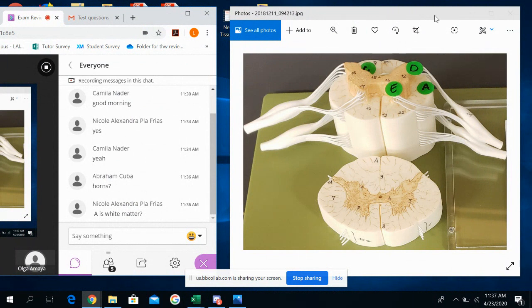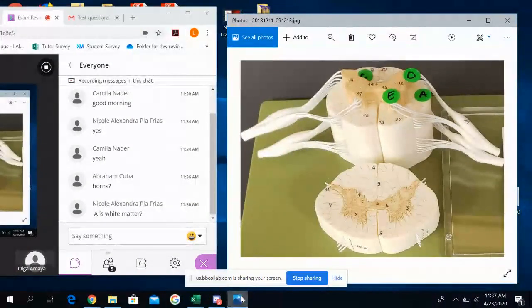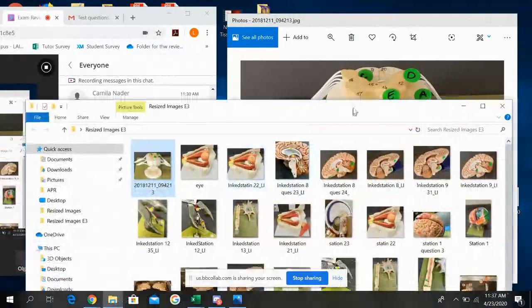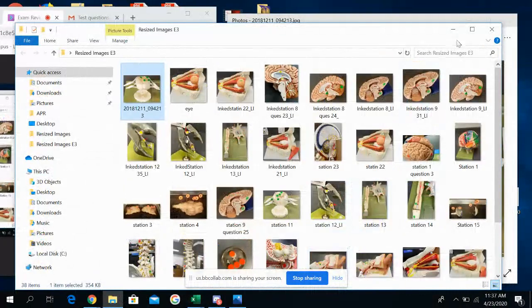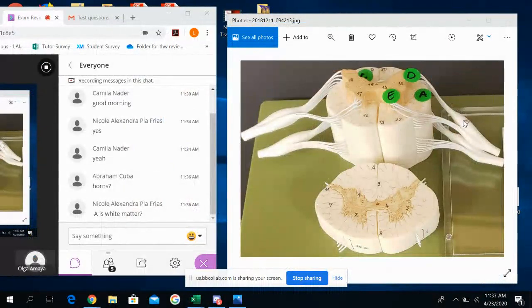I think we have a picture that deals with the roots. Where's that folder? Right here. I'm going to ask you guys questions about the roots. Oh, okay, we don't have it. But what about 21? What is this? Dorsal root ganglia. Yes, that's the dorsal root ganglia. Thank you, Olga.